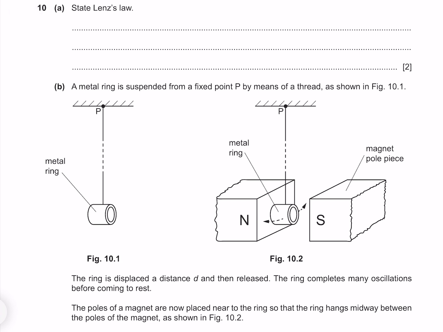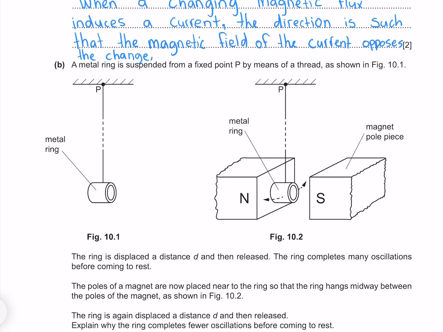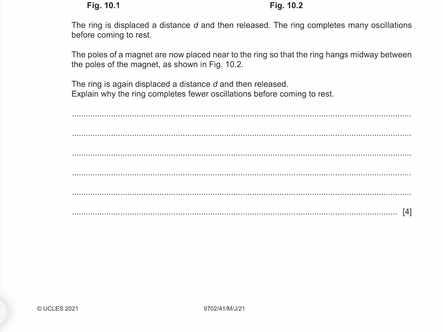State Lenz's law. When a changing magnetic flux induces a current, the direction is such that the magnetic field of the current opposes the change. A metal ring is suspended from a fixed point P by means of a thread, as shown in figure 10.1. The ring is displaced a distance d and then released. The ring completes many oscillations before coming to a rest.